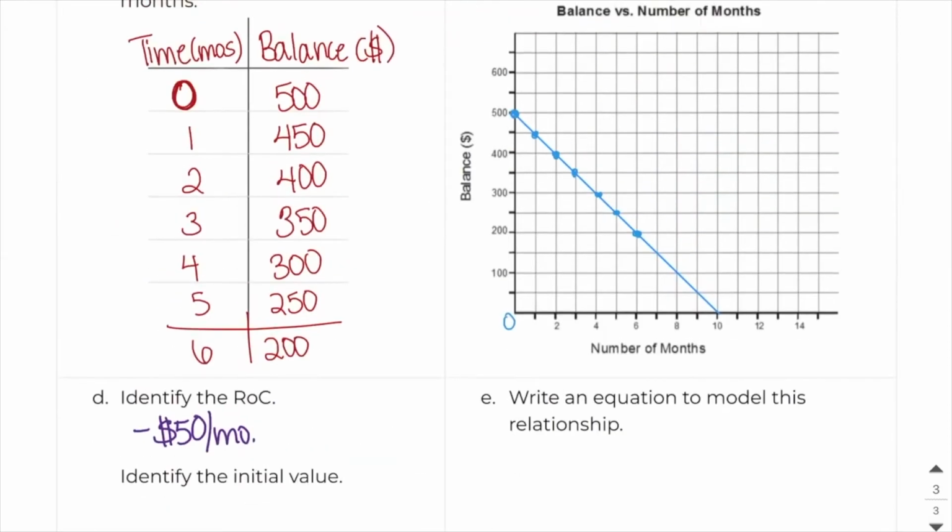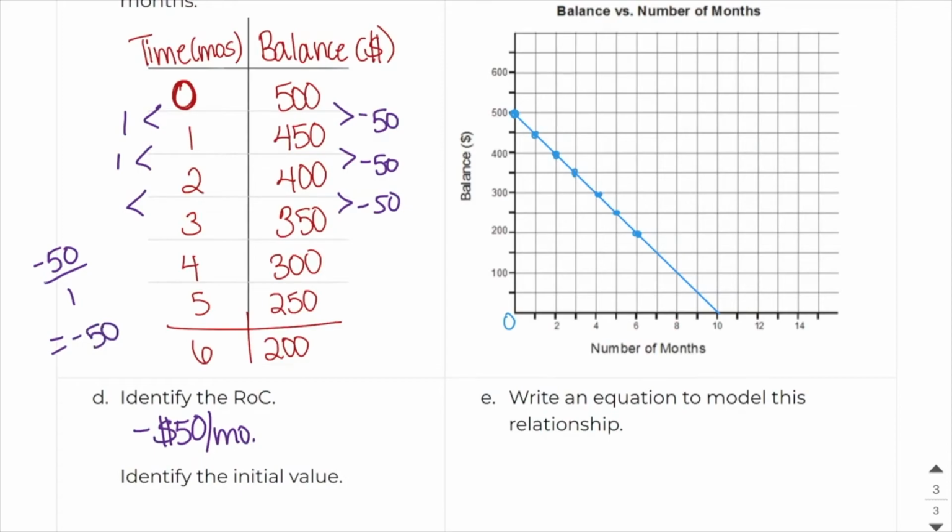We can also find it right here by doing our rise over our run. So this is negative 50 every time, and this is +1 every time. So I could do the rise is negative 50, the run is 1, and when I divide those numbers, I get negative $50 per month.